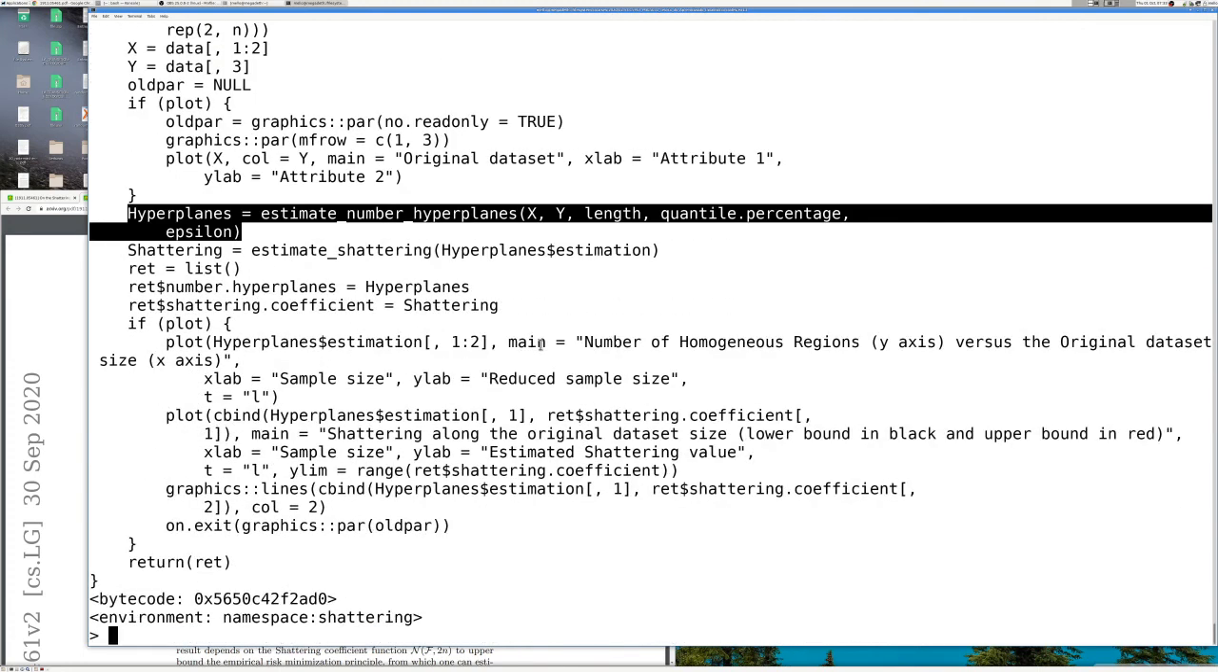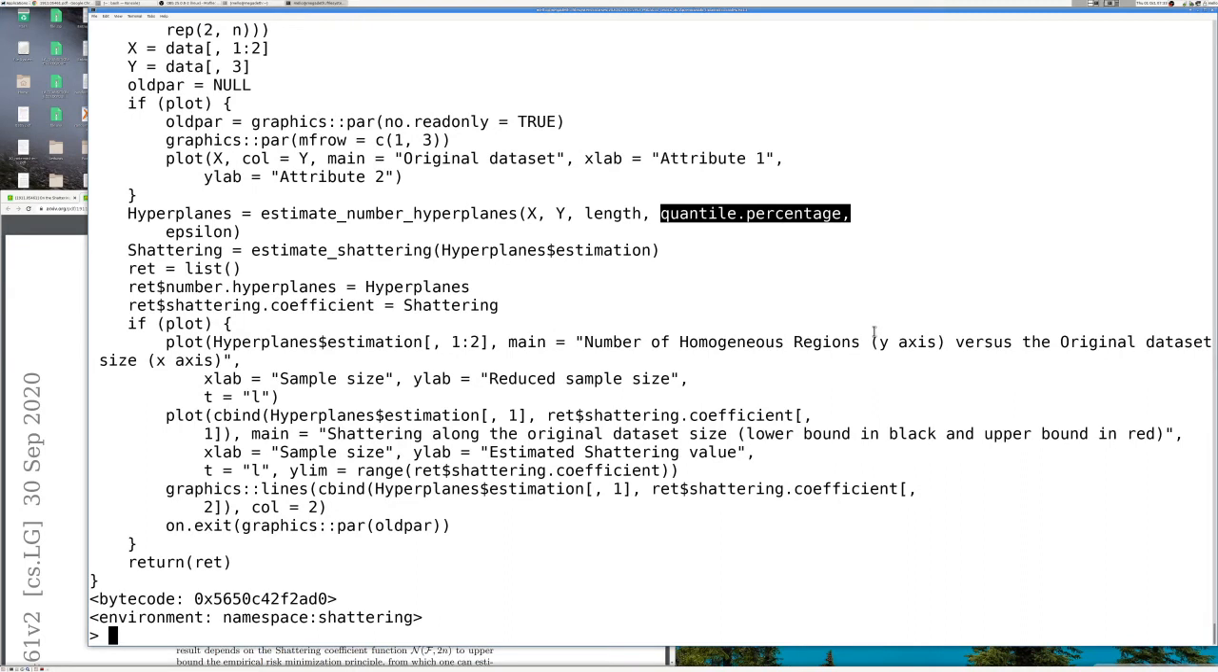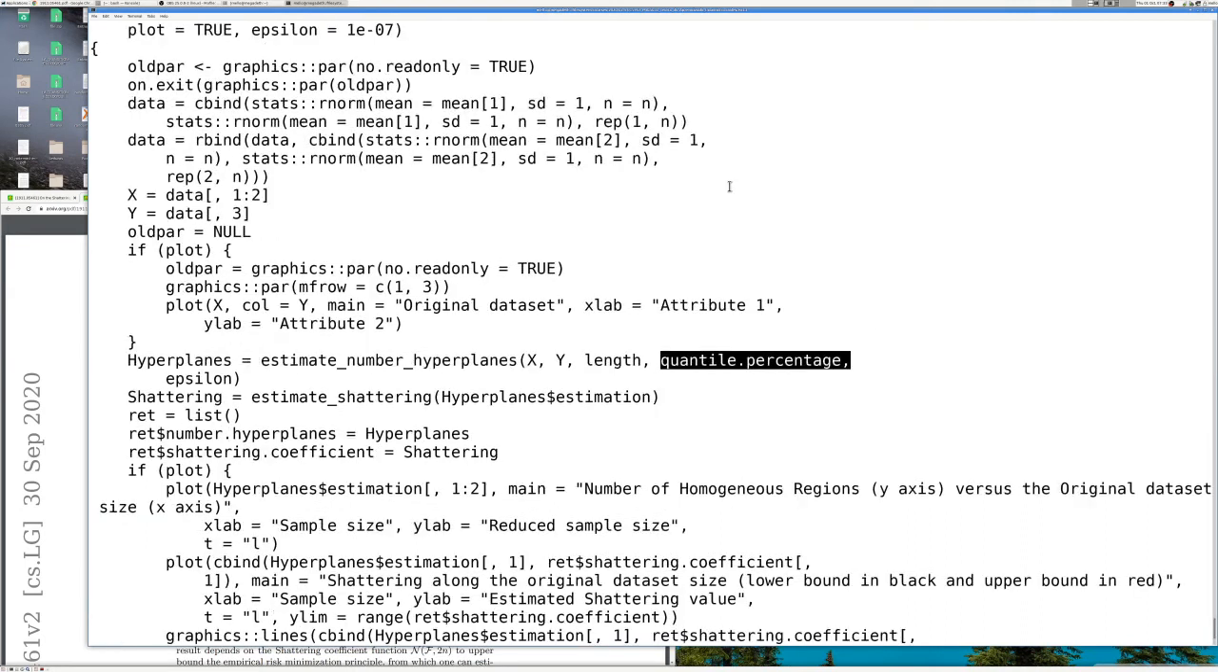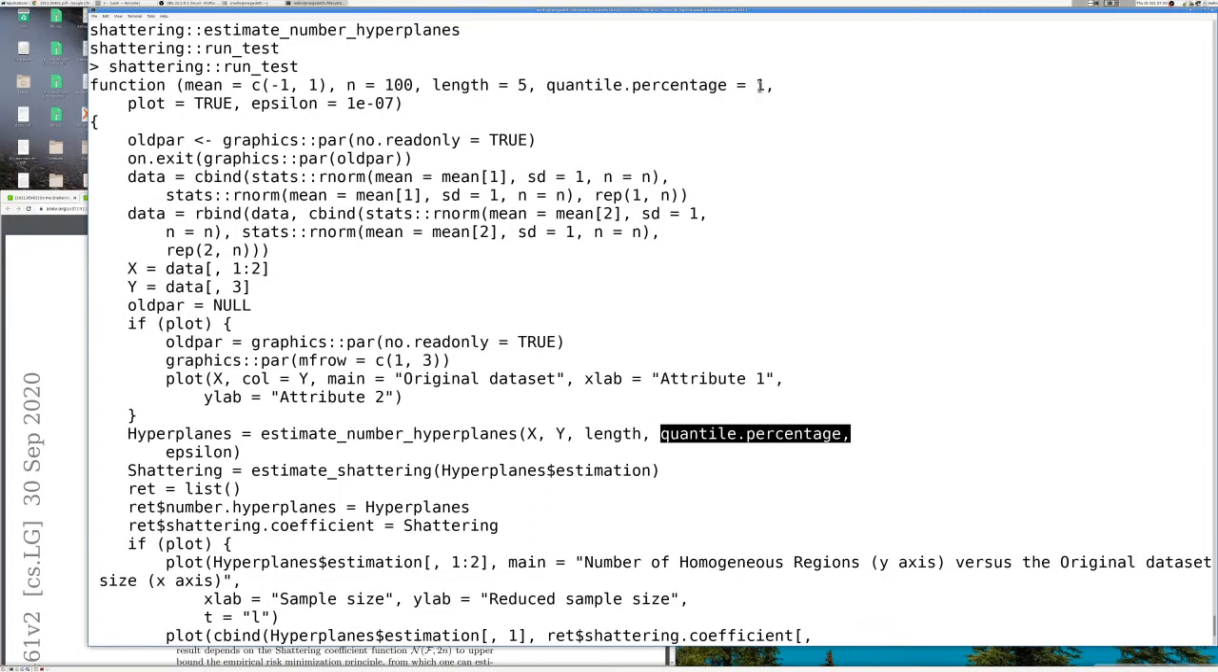Here we are estimating the number of hyperplanes, and you guys can give an argument, a parameter called quantile percentage. Quantile percentage equals to 1 means we're going to use all points. Quantile percentage equals to 0.5, we're going to use 50% of the elements. If it's 0.2, we're going to use 20% of the elements to perform the estimation. Why is that interesting? Because of course that's going to make your algorithm, your estimation, really faster. That's a first assessment. Of course, if you want the perfect assessment, you must use quantile percentage equals to 1.